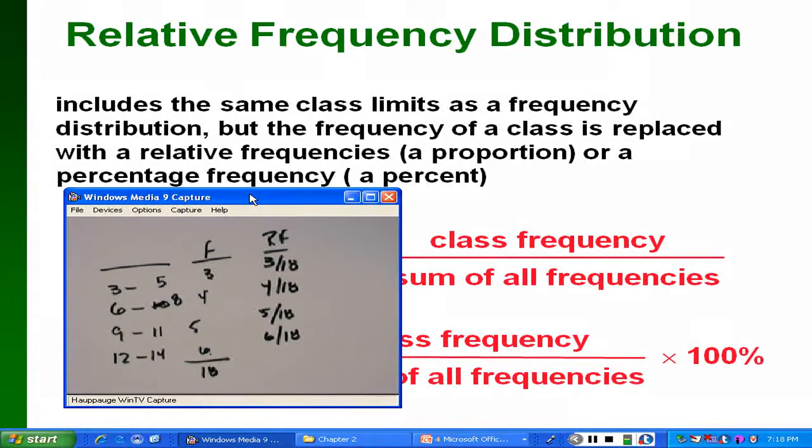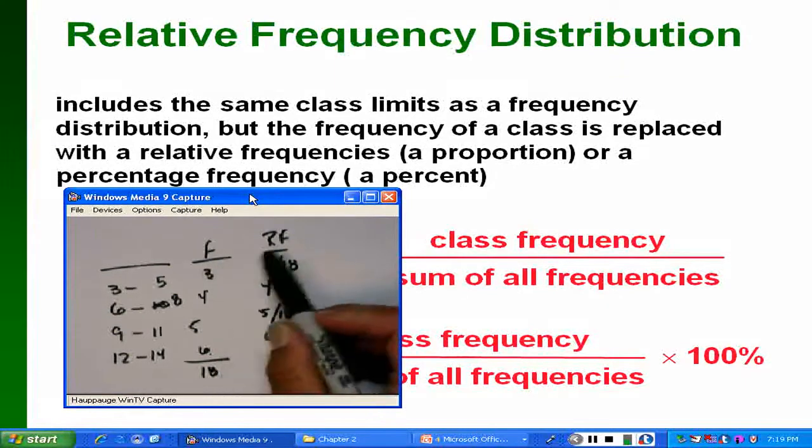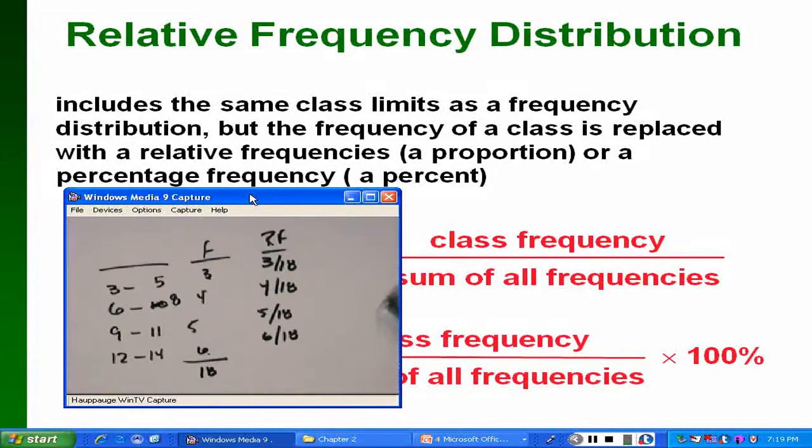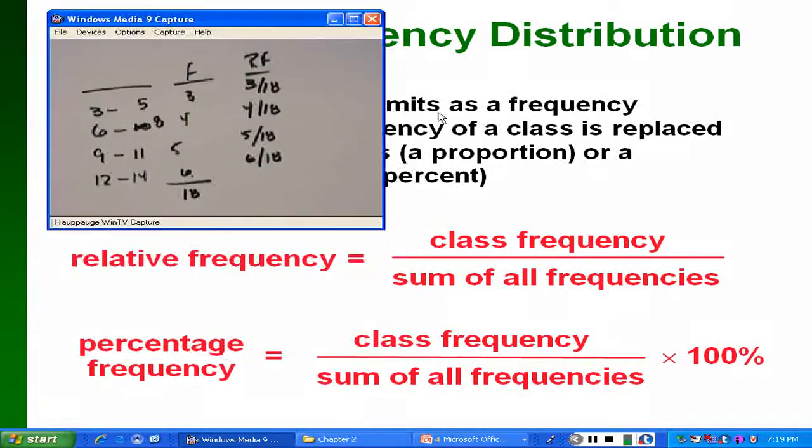So any questions on that? So basically relative frequency, and how did you get it? Well, here's the sum of the frequencies. Here's the class frequency. You take the class frequency divided by the sum of the frequencies. It has to equal 1, right.